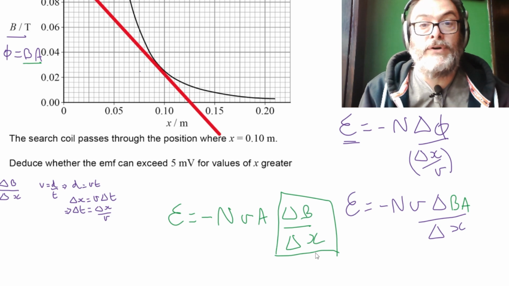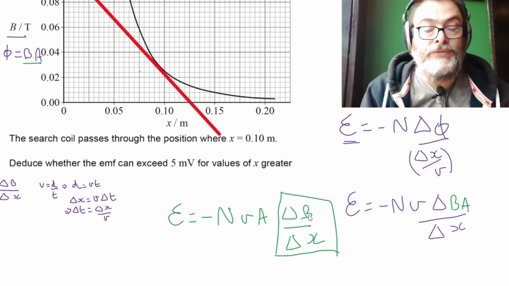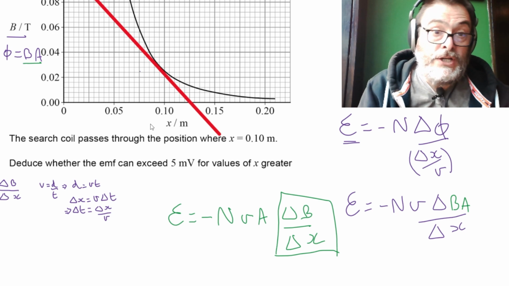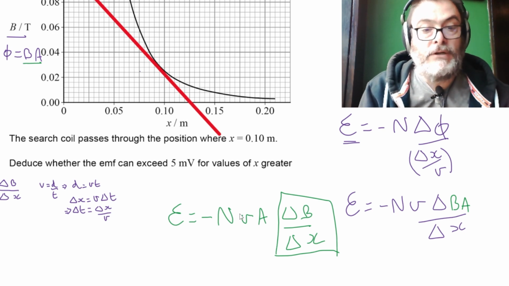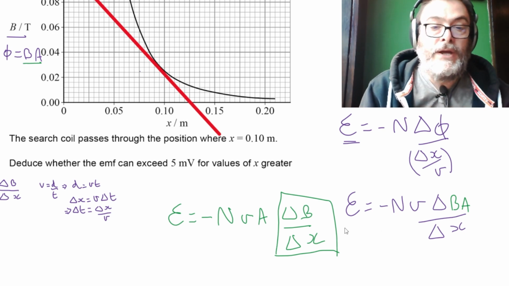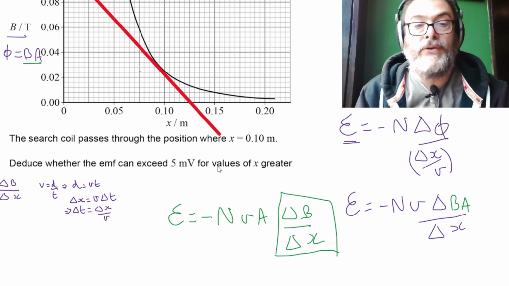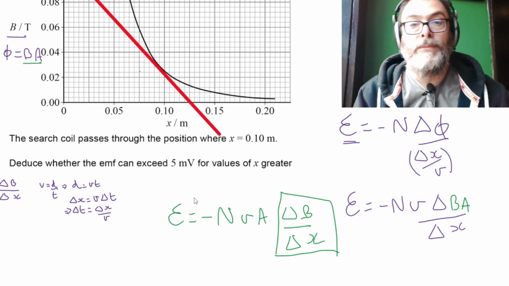Now I've run out of time because I have a lesson coming up in 2 minutes and I need to rush, so I'm going to leave you to put in the numbers. Just take the gradient of this graph, being careful to remember, of course, it's negative because it's going downhill, which means the negative from the red line and the negative from the formula cancel out, and you will get a value that is a bit less than 5 millivolts. Therefore, we cannot exceed that value as x moves outwards.